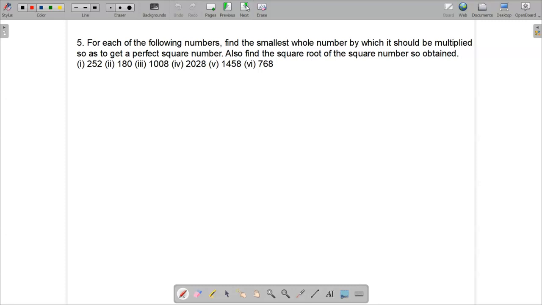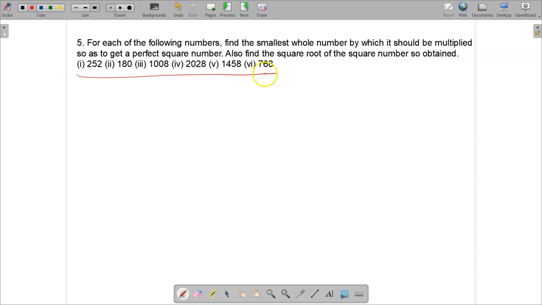Question number 5. For each of the following numbers, find the smallest whole number by which it should be multiplied so as to get a perfect square number. Also find the square root of the square number so obtained. So they have given some set of numbers, okay.